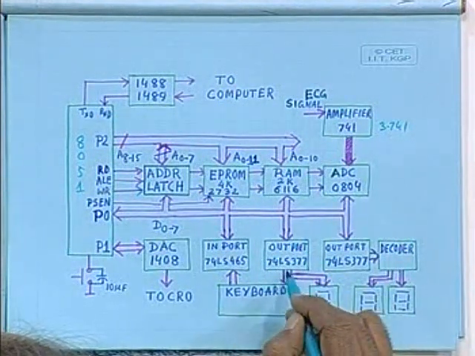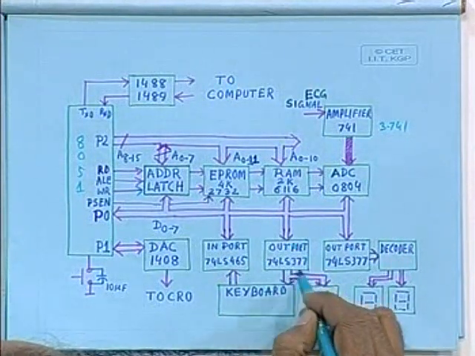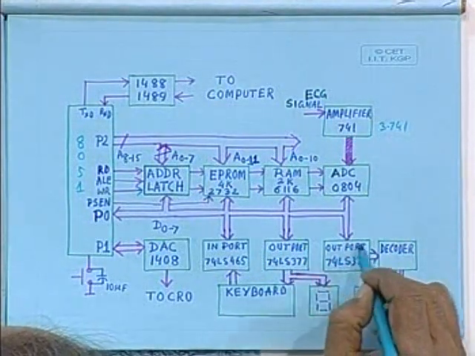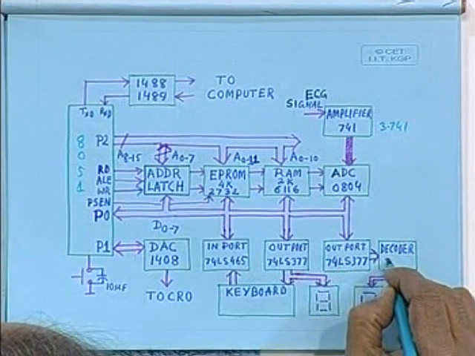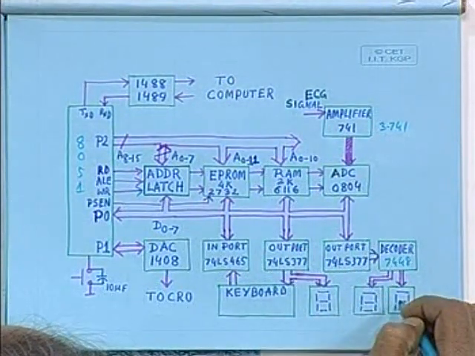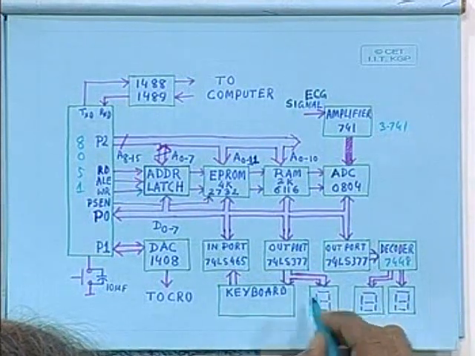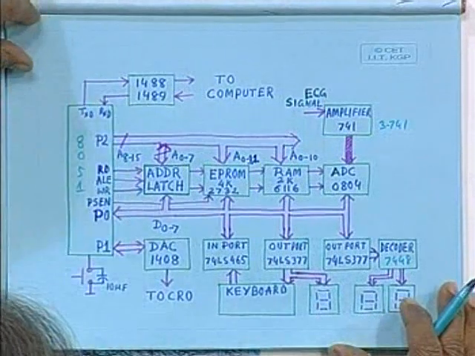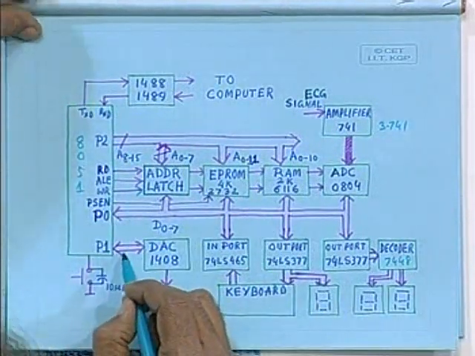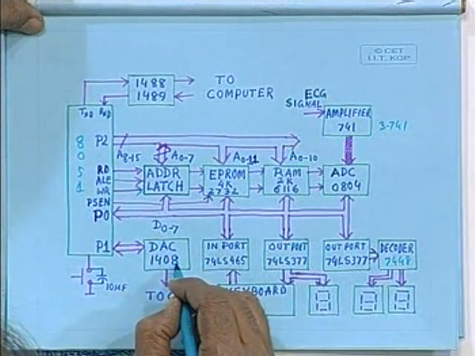Here you actually require 4 bits, that's why 4 and 4. This display is getting its data from one of the ports, and you will require one additional port. With the help of 7448, the display decoder, we get a 2-digit display, and another digit where you can show an alphanumeric value. That's why 8 bits are required to display an alphanumeric value. And port P1 is used to interface a digital to analog converter, 1408.